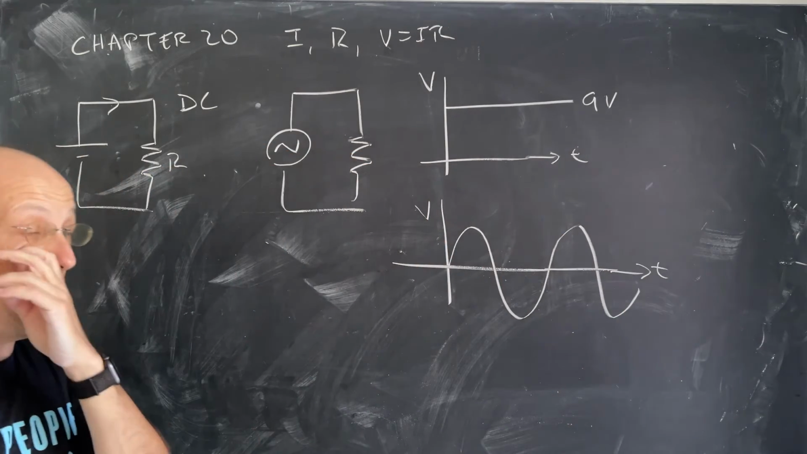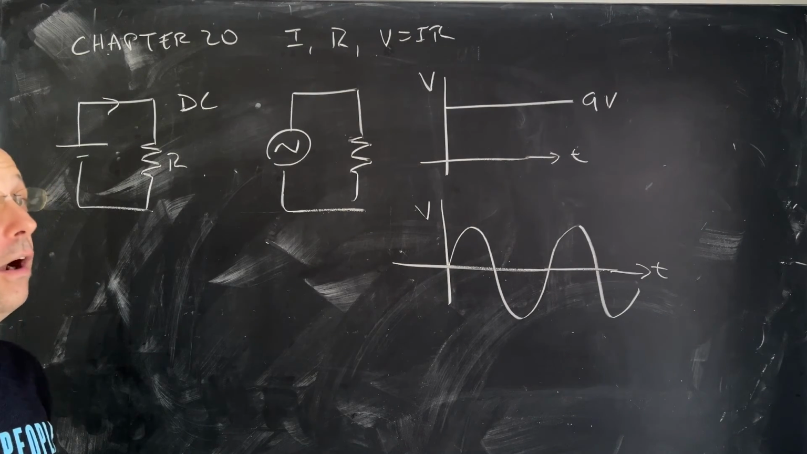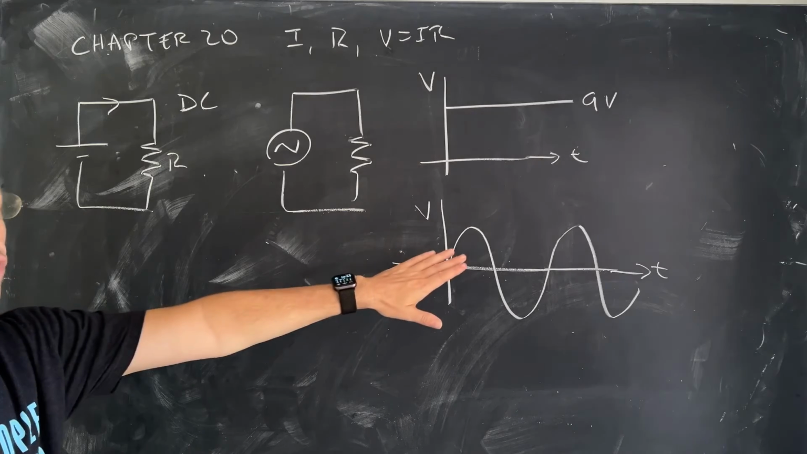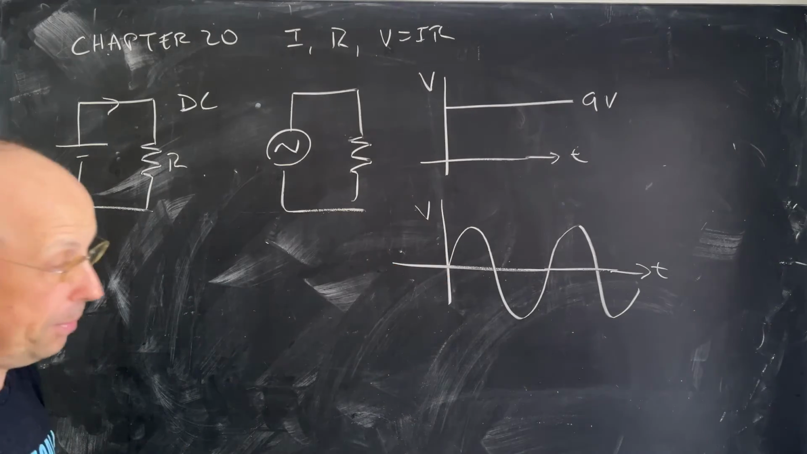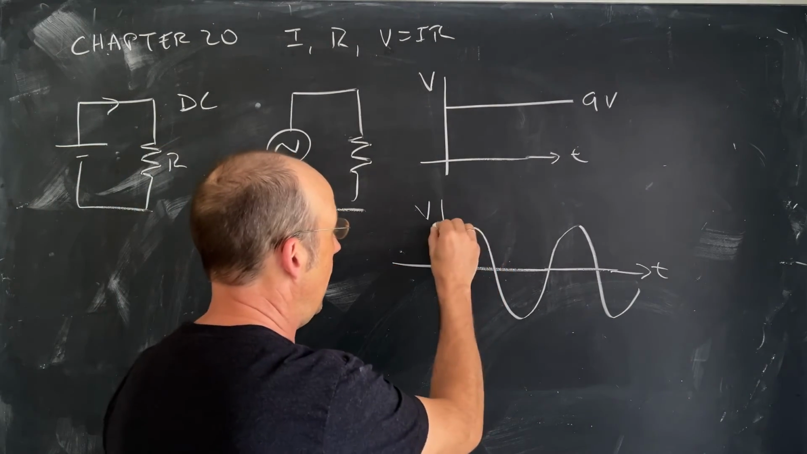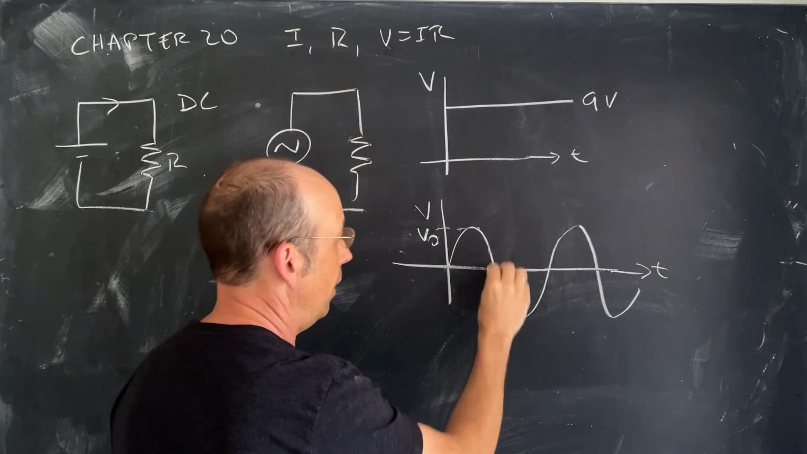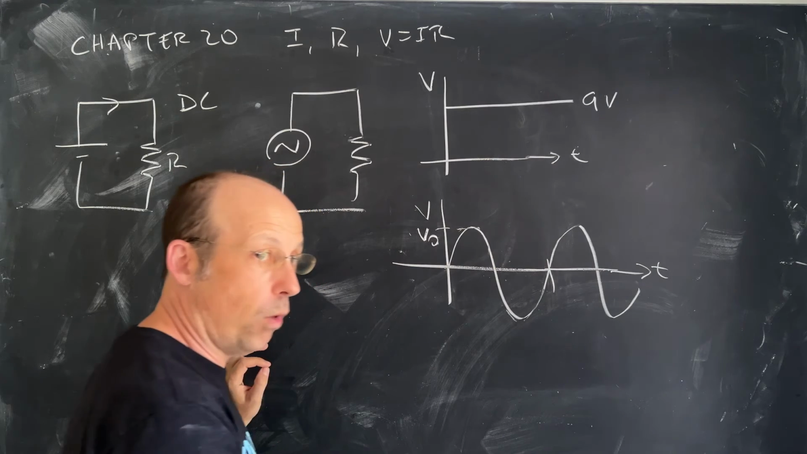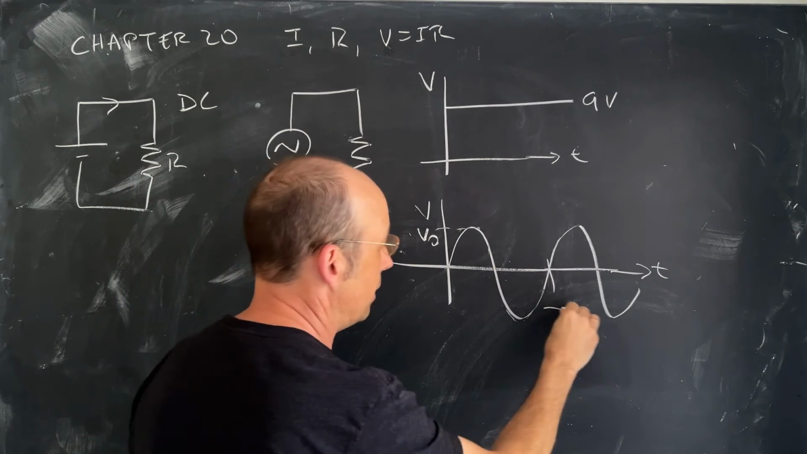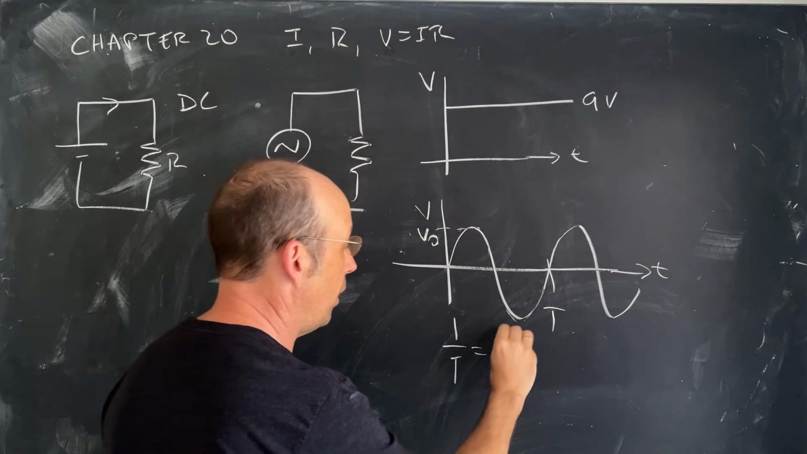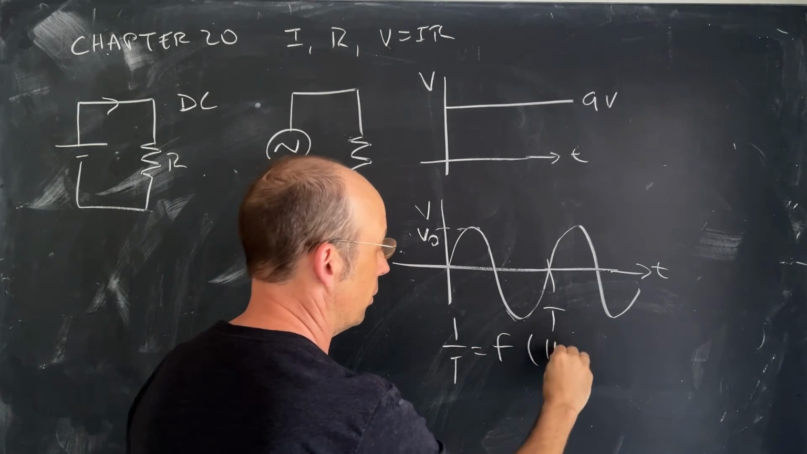So this is what we call an oscillating current. There are a couple of important properties of this. Let's assume that it's a sine wave. It doesn't have to be. We have here the amplitude, we'll call that V0. And then we have the time it takes to make one oscillation, we could call that T. And if we take 1 over T, we get the frequency in hertz.